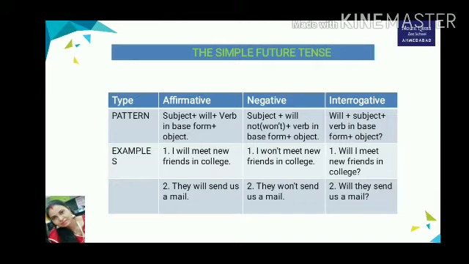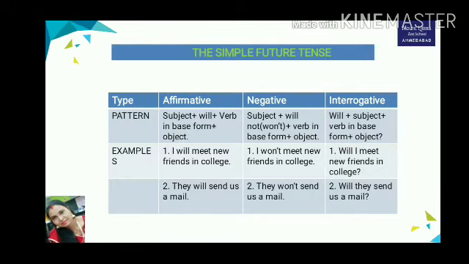When we add not in the sentence, it changes into negative. Now for making interrogative sentences, we simply follow this pattern. We will start the sentence with will, then add subject, then verb in base form, and in the end we write object and the question mark. For example, will I meet new friends in college?